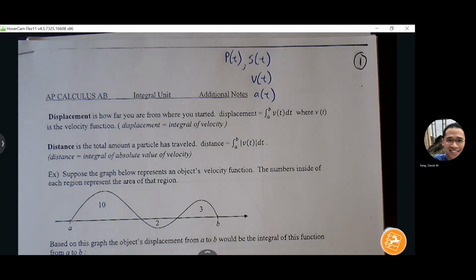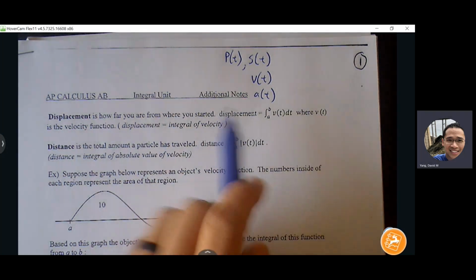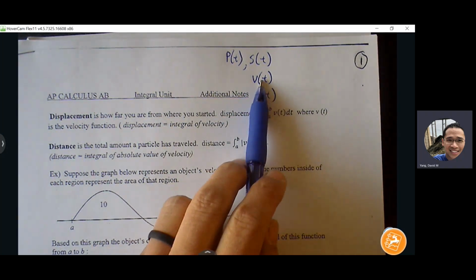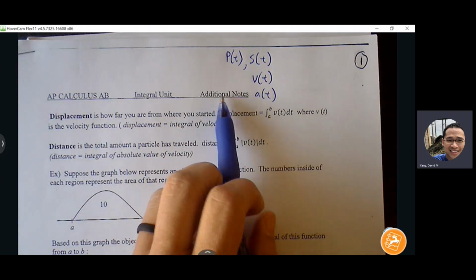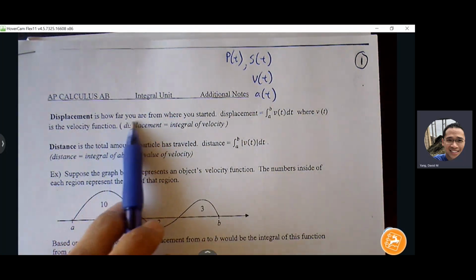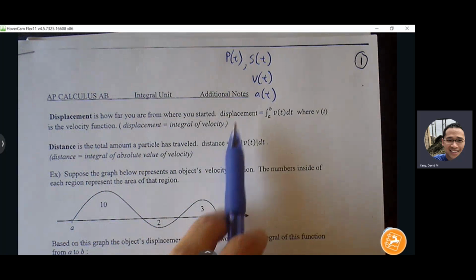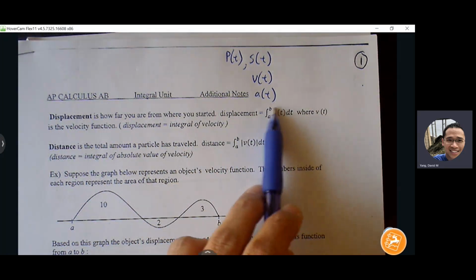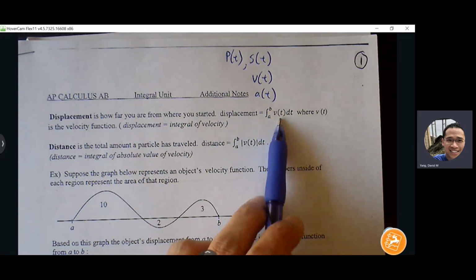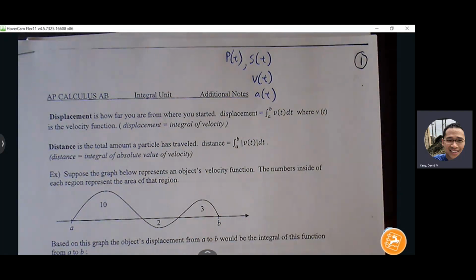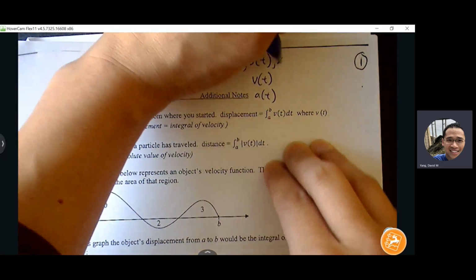Now, we want to be able to know how to work back up that chain using antiderivatives. So the process of getting from velocity up to position is displacement. So displacement is how far you are from where you started. So displacement is just the definite integral from A to B of V of t. Okay. So if I take the antiderivative of velocity, that will produce position.